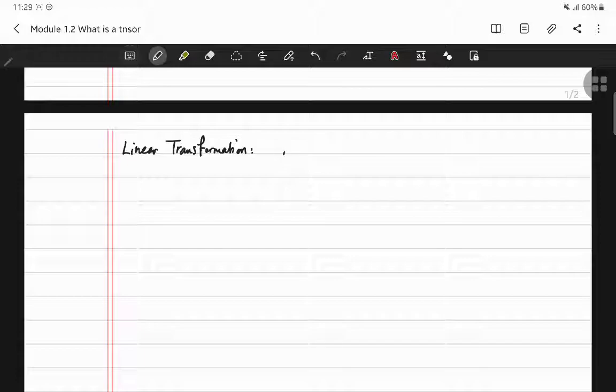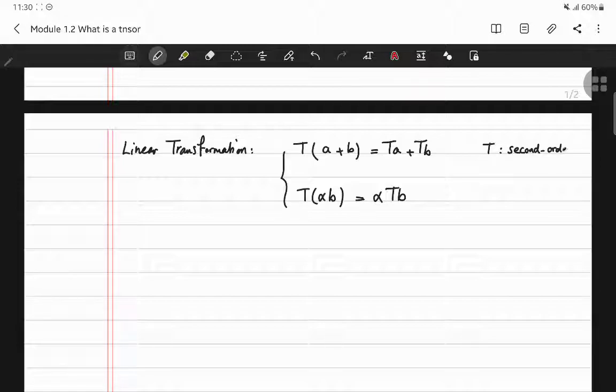So if you have a tensor like T and it acts on two vectors A and B, then it should be distributable. So T(A + B) = TA + TB. And also T(alpha B) should be equal to alpha TB, where alpha is a scalar. So here T is a second order tensor, let's say for a moment, second order.